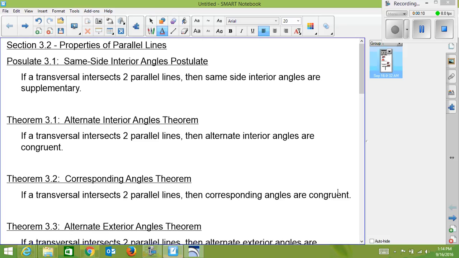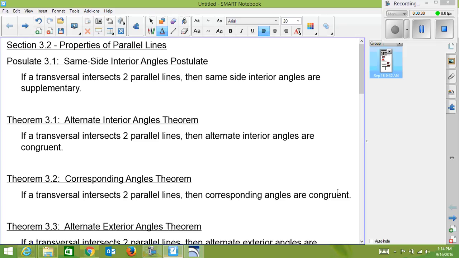So postulate 3.1 covers the same side interior angles postulate, and that really just says that if there's a transversal that intersects two parallel lines, then the same side interior angles are supplementary. And I'm going to show you examples of this here in a second. I'll just do them all at once.